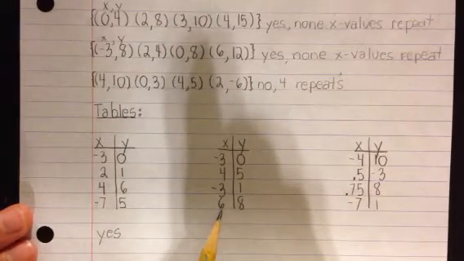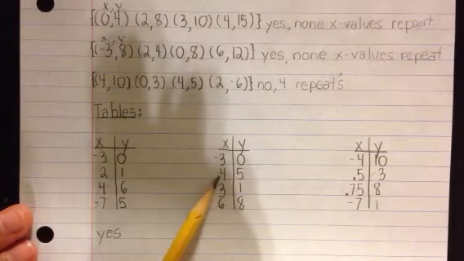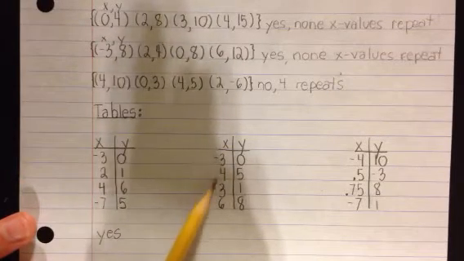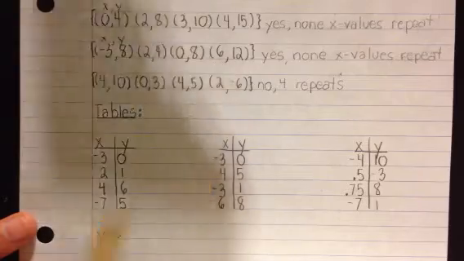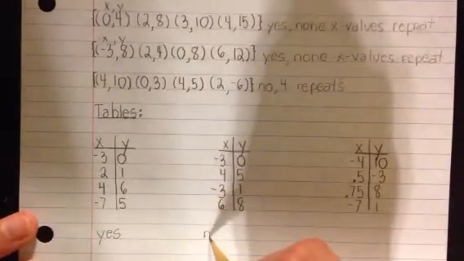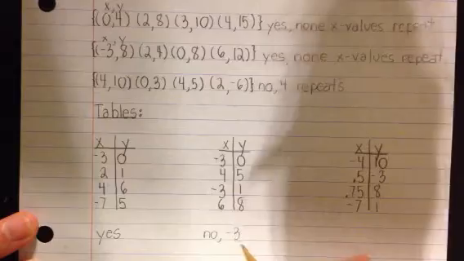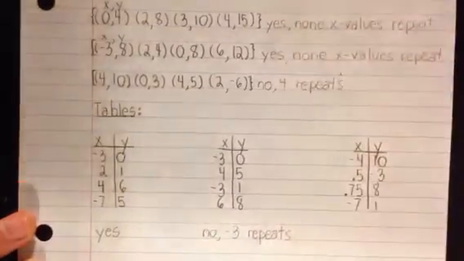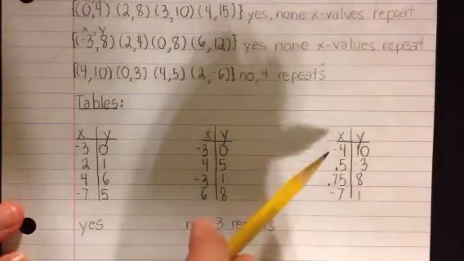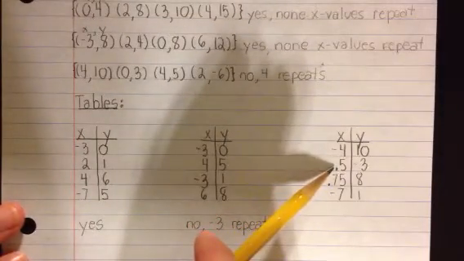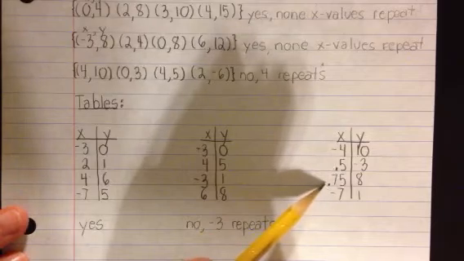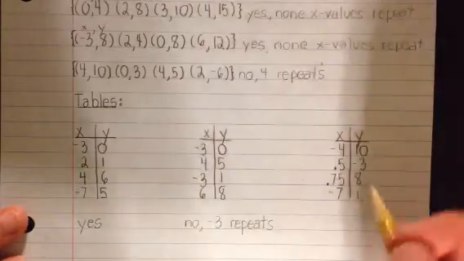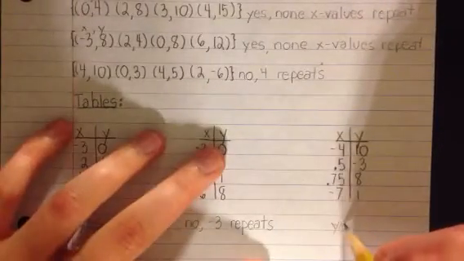Look at this table. In this table, we've got -3, 4, -3, and 6. Again, a red light should be going off in your head. I said -3 for x twice. So no, that's not a function. -3 repeats. Alright, last but not least, this table here, we've got -4, 0.5 or a half, 0.75 or 3/4, and -7. None of those x values are the same, so yes, it is a function.